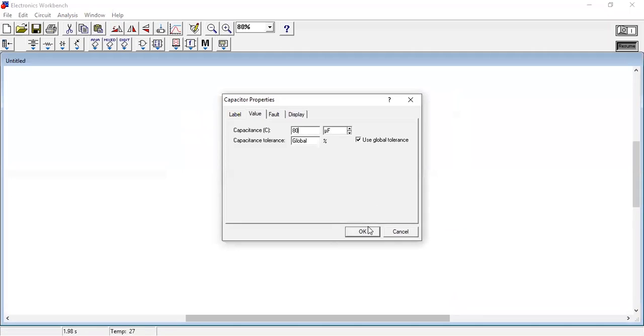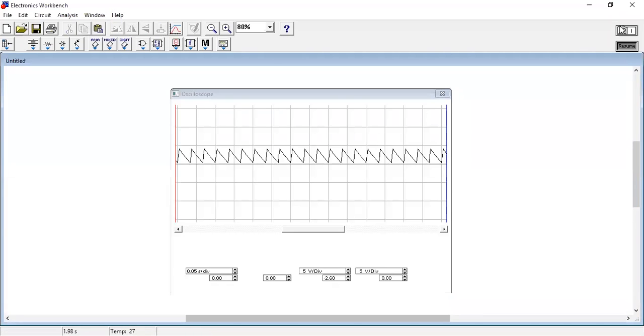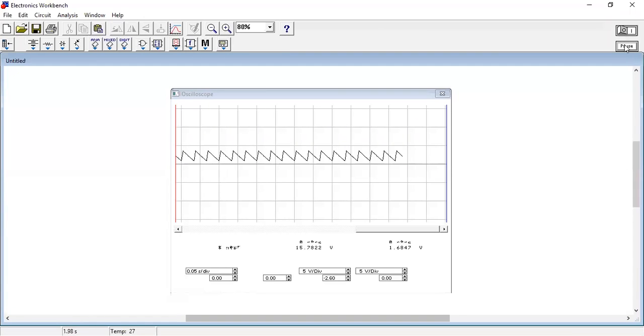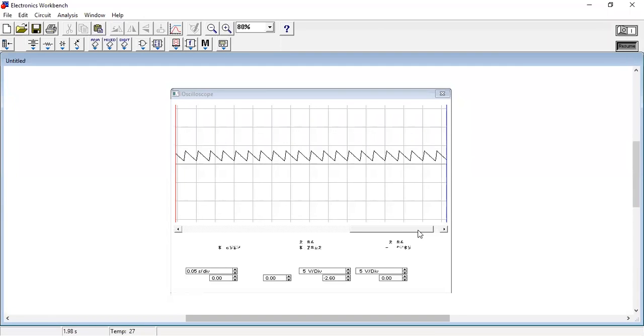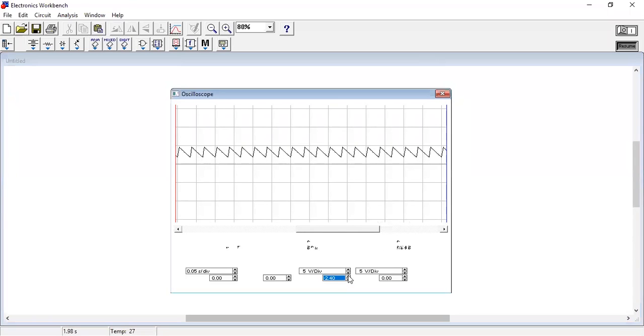Okay, and this one is for the center-tap rectifier. You can change the capacitor values and find the output values. And this one is your circuit diagram, and this one here is for the center-tap rectifier.